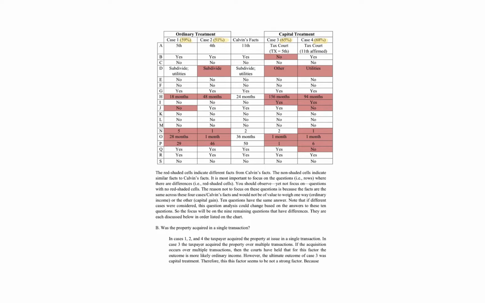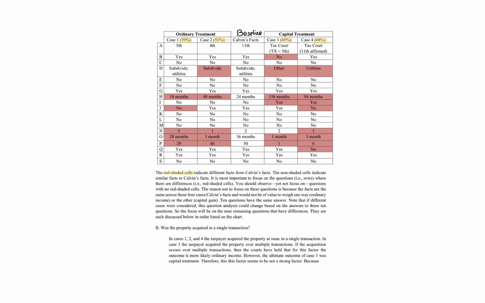All right. So notice, if there's a red shaded cell, the baseline here is Calvin's. Calvin's information is our baseline. Anything that's different is a red cell. So for example, row A is the circuit. Calvin is in the 11th circuit. Case 4 was in the 11th circuit, was affirmed, so that's the same. Anything in the 5th circuit is the same because we found out that prior to October of 1981, the 5th circuit applies to the 11th. And then the 4th circuit we learned also applies similar factors.